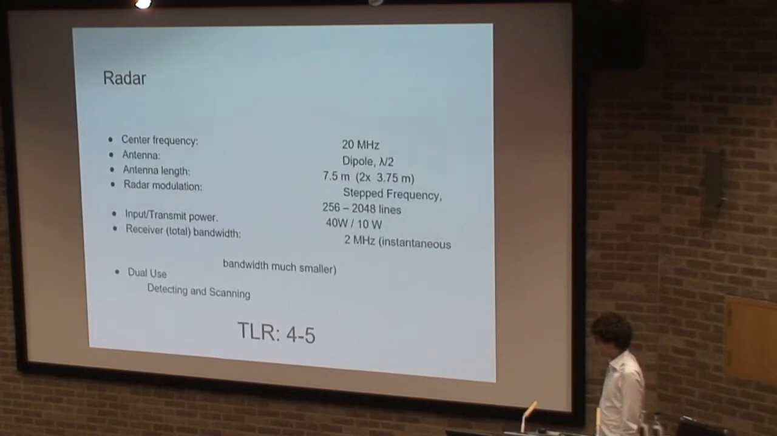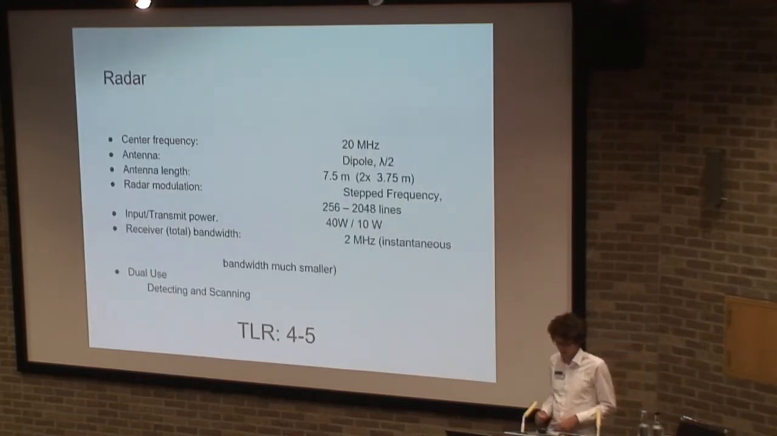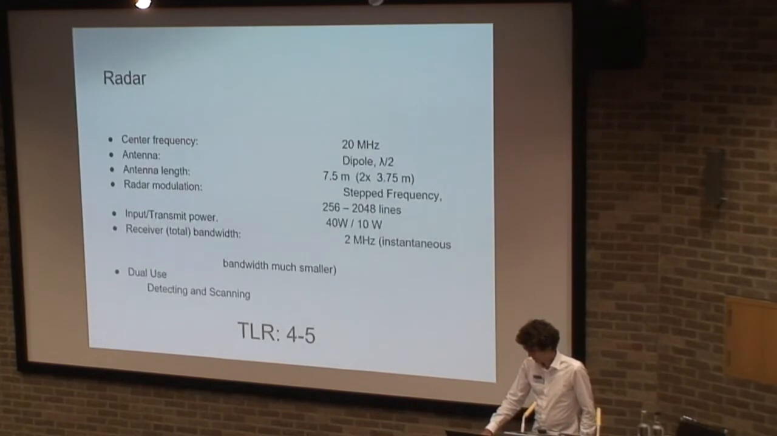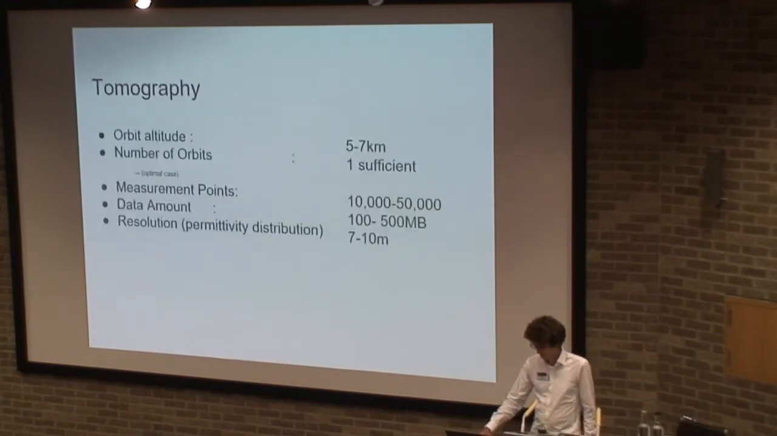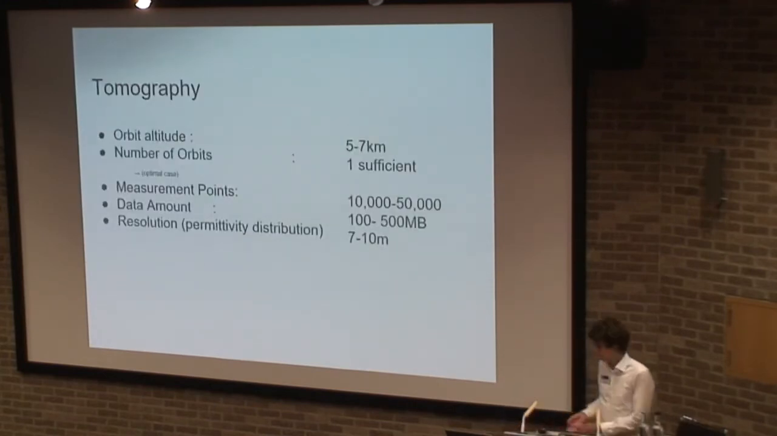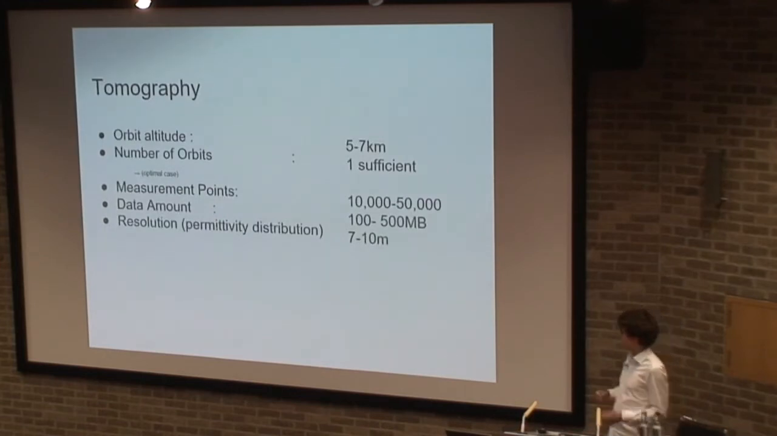The technology readiness level is around 4 to 5 because the radar is basically taken from an older ESA study. As it's a low frequency radar based on other concepts, we're confident that the development is not too complex. For the tomography, we need an orbit of 5 to 7 kilometers. Actually, one orbit is sufficient.